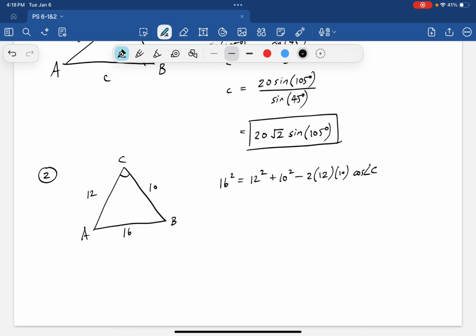And this is going to come out to, don't really want to do this. Cosine C is equal to 244 minus 256, negative 12. Should be negative 1 over 20. So I'll have angle C is equal to arc cosine of negative 1 over 20.